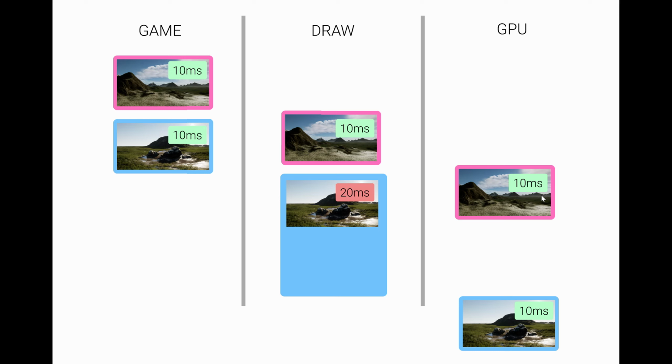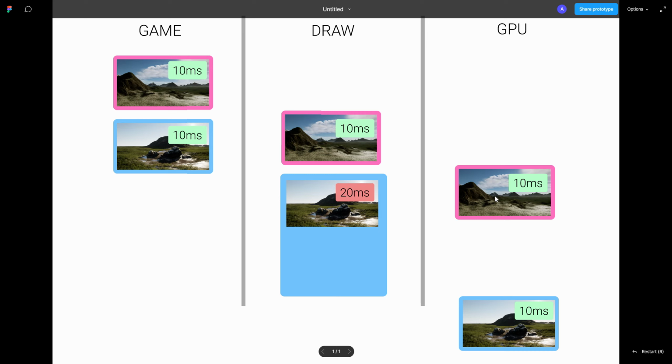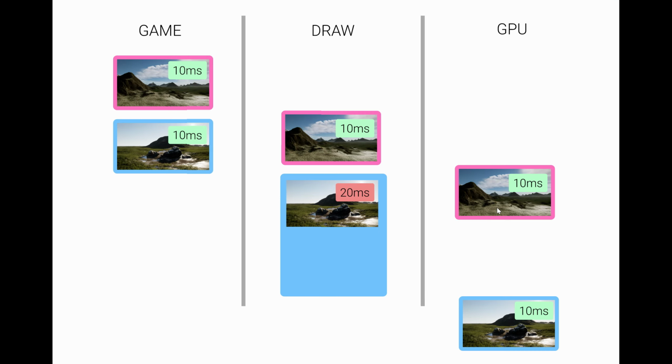You can see there's a sequence like this: first game, draw, and GPU. And the frame time is the maximum of all of these three. In this case, all these frames run at 10 milliseconds, so the frame time is just 10 milliseconds. In the second frame, you can see the game thread just spent 10 milliseconds, but the draw thread spent 20 milliseconds. In that time, the GPU has a 10 millisecond gap where it cannot do anything. So 20 milliseconds is our frame time. In this case, the draw thread is the bottleneck.